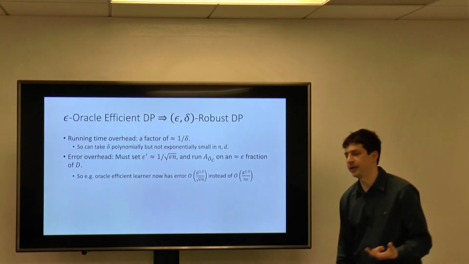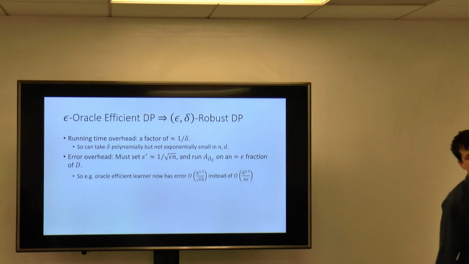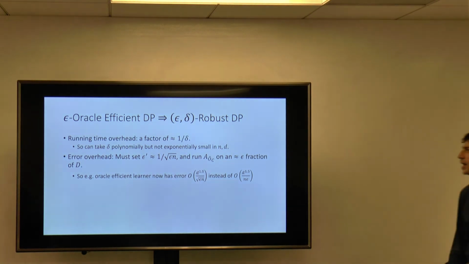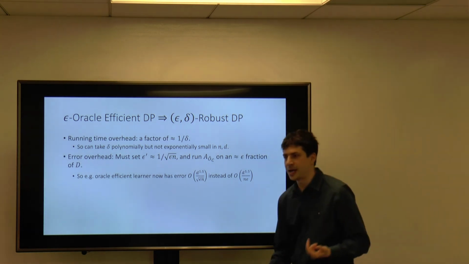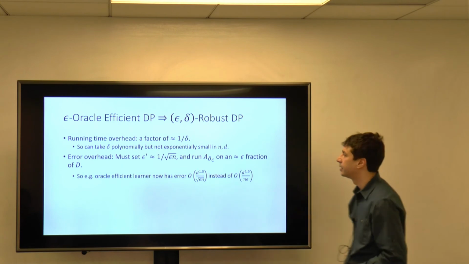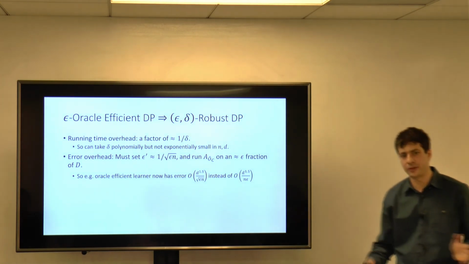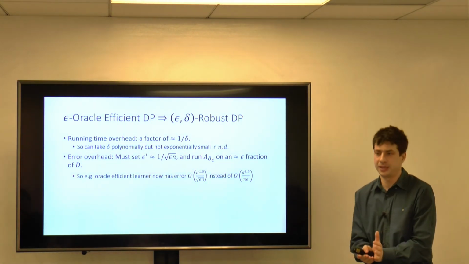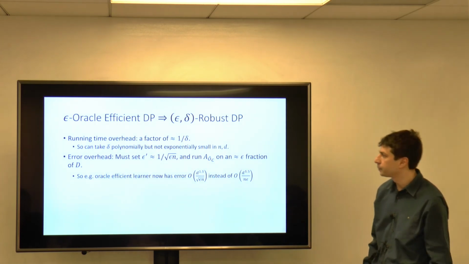Second, there's an error overhead that comes from 2 places. When we run our learning algorithms, we're not running them with the privacy parameter we want, but with this smaller parameter, 1 over the square root of epsilon n, which makes them less accurate. We're also running the algorithms not on the whole data set, but only an epsilon fraction of the data set, which also makes them less accurate.